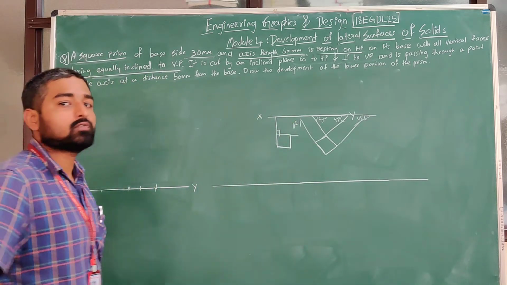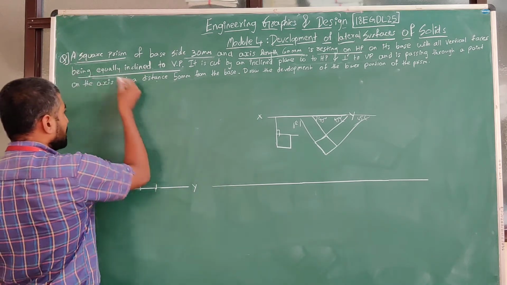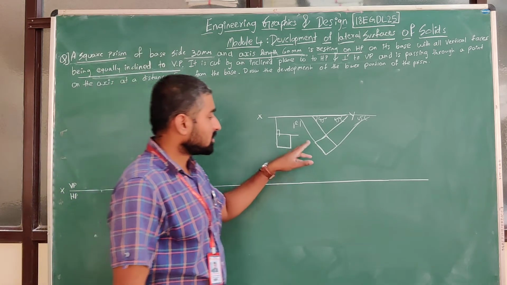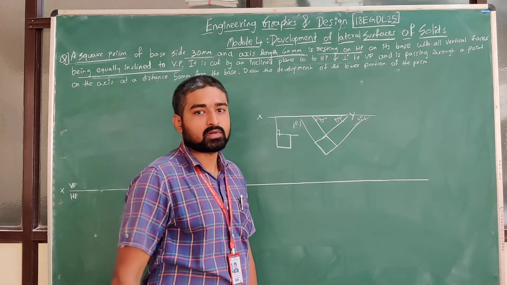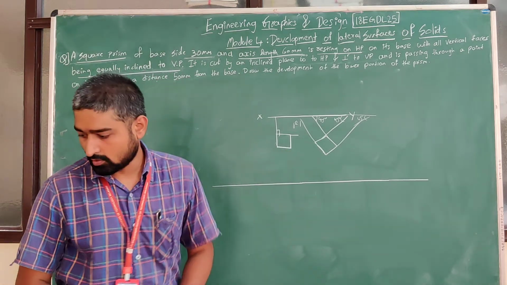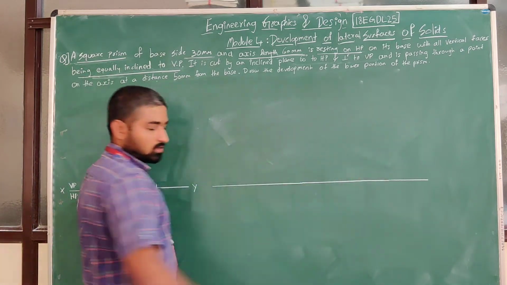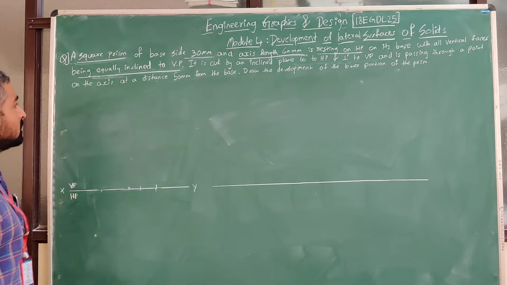equally inclined. So henceforth, please keep in mind that whenever they give the word being equally inclined to VP, it means nothing but that it is resting on the corner. The prism is always resting on the corner. Please take note of this. Next, once we start with the problem, right?